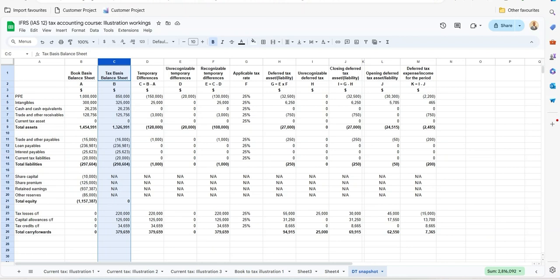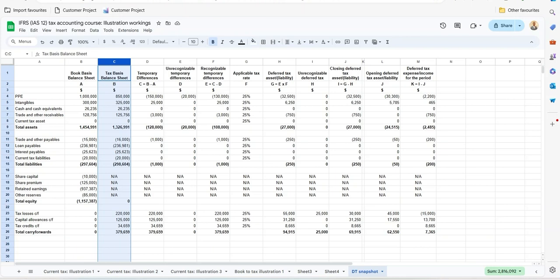It's going to look like this. Trust me, there are principles within IAS 12 that explain how to determine the tax base of an asset and the tax base of a liability. And I suspect that's what I'm going to be talking about in my next video. But for now, it's okay to know that you need to determine a tax basis balance sheet.